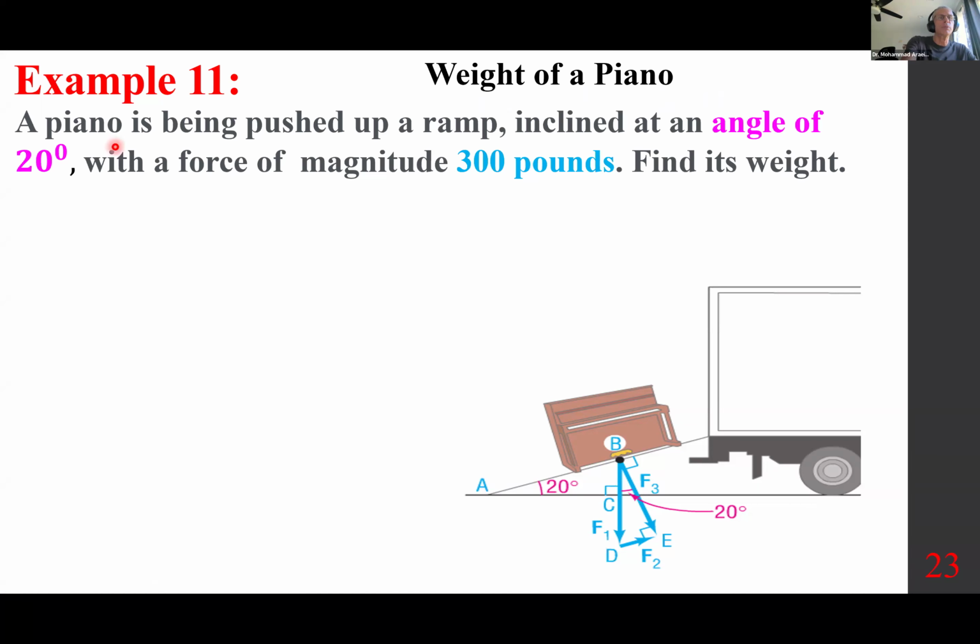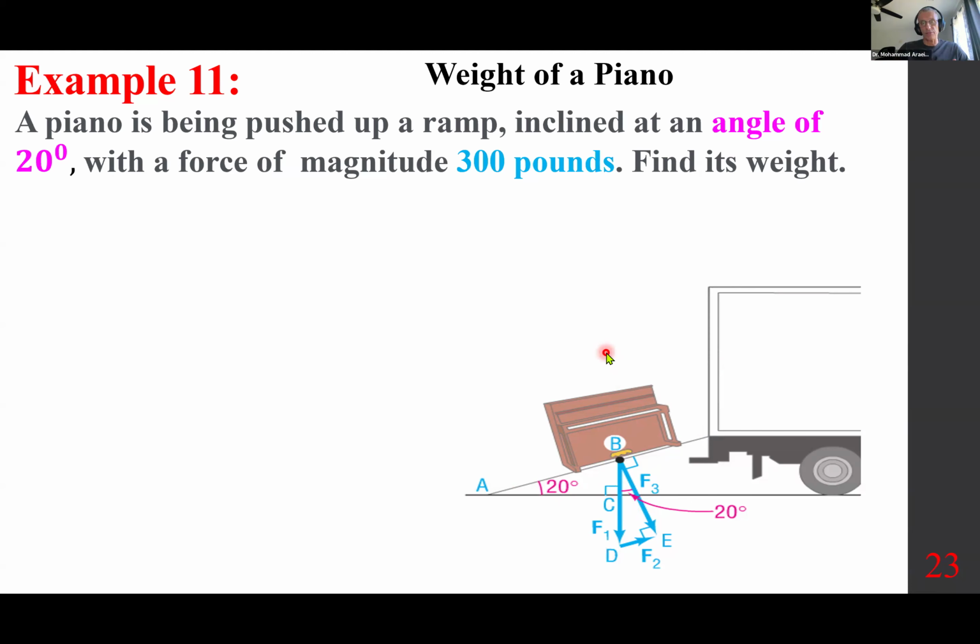Weight of a piano. A piano is being pushed up a ramp inclined at an angle of 20 degrees, with a force of magnitude 300 pounds. Find its weight. And what you can see, this is the component of the weight. This is the component that pushes it up. And this is called the normal force.